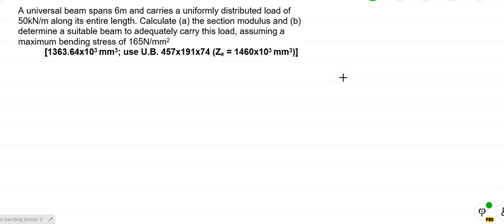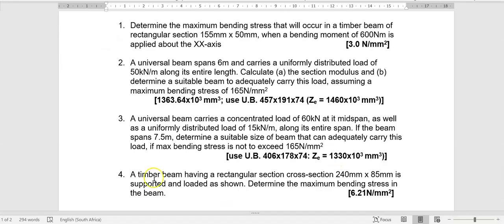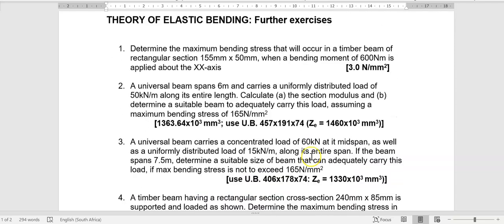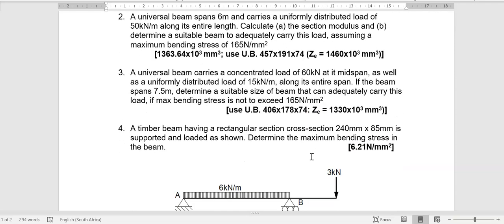Right, people, here's the next lesson. This is going to be the last lesson for theory of elastic bending, I think. I did say in my previous one, I'm just going to give you a bit of a kickstart. Under the folder, I've put in an exercise called theory of elastic bending, further examples. Okay, there it is over there. Theory of elastic bending, further exercises.